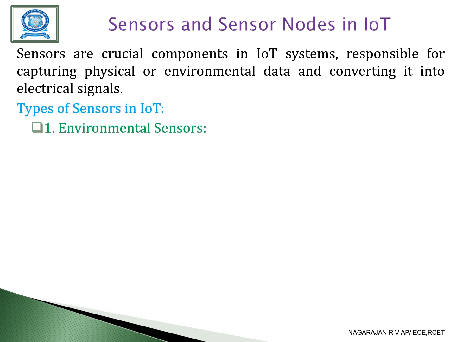First one is the environmental sensor. In environmental sensors, there are temperature sensors, humidity sensors, pressure sensors, and gas sensors. A temperature sensor measures ambient temperature using devices like thermistors, RTDs, and thermocouples. A humidity sensor detects moisture levels in the air, commonly using capacitive, resistive, or thermal conductivity sensors. A pressure sensor measures atmospheric or fluid pressure using piezoelectric or capacitive sensing elements.